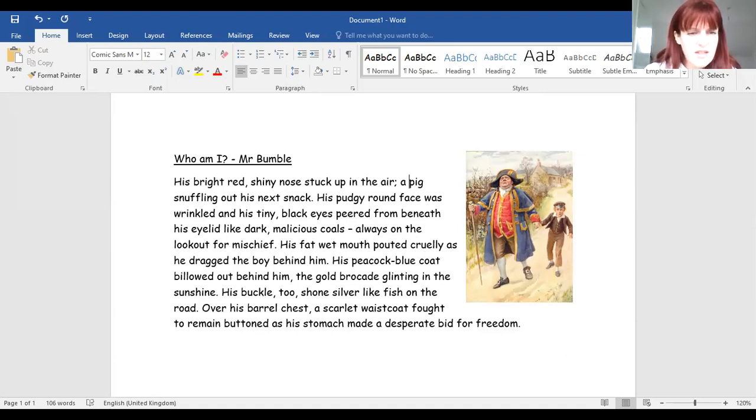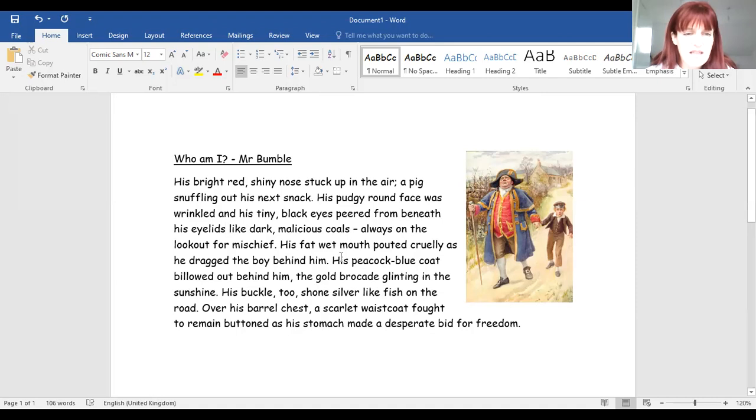His bright red shiny nose stuck up in the air, a pig snuffling out his next snack. His pudgy round face was wrinkled and his tiny black eyes peered from beneath his eyelids. So I can always edit that and add in anything when I read it back. That's why we do this. Like dark, malicious coals, always on the lookout for mischief. His fat, wet mouth pouted cruelly as he dragged the boy behind him.